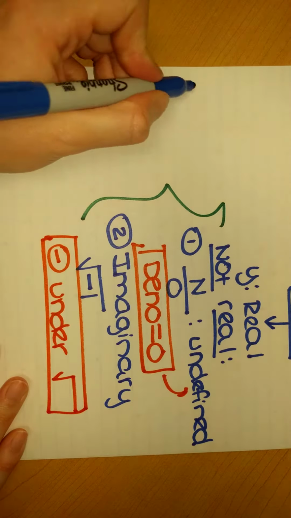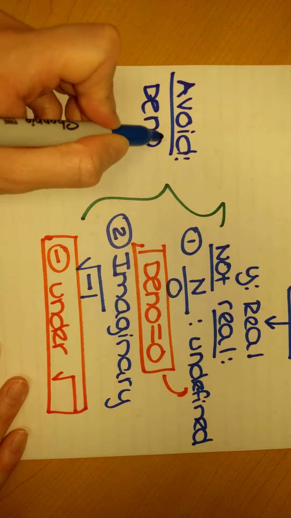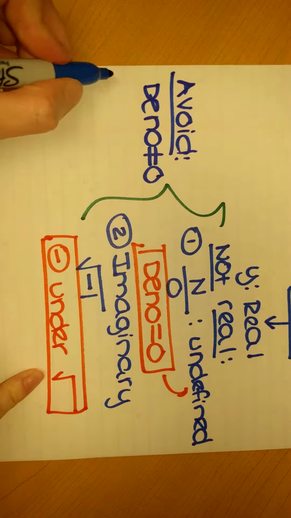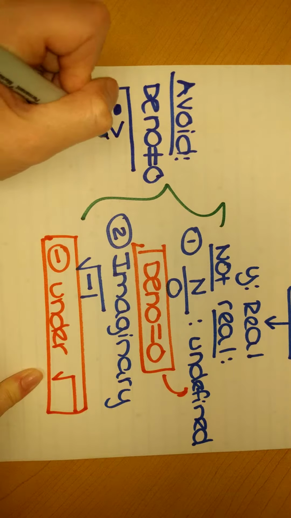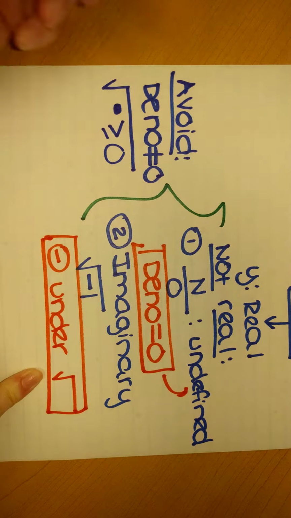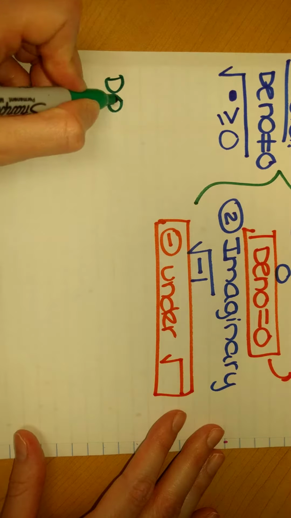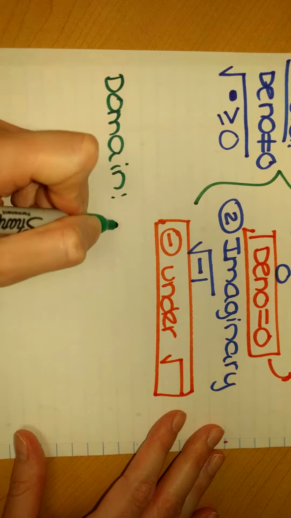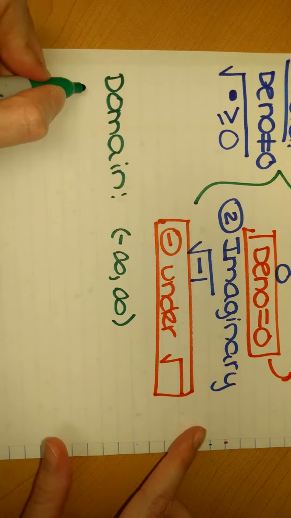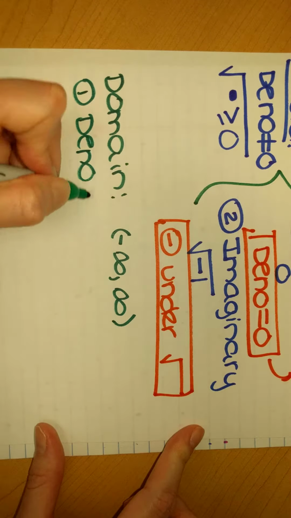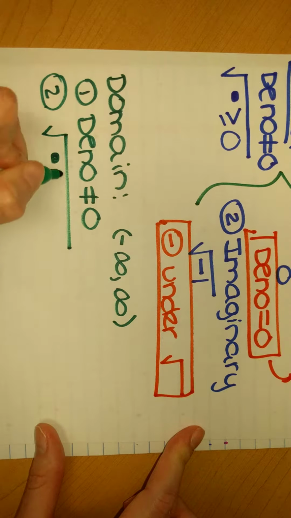So to avoid them, we are going to make sure that the denominator cannot be equal to 0, and we're going to make sure that whatever is inside of that radical is greater than or equal to 0. So in summary here, we will say that the domain is going to be all reals, so negative infinity to infinity, such that the denominator is not equal to 0, and whatever is inside that radical is greater than or equal to 0.